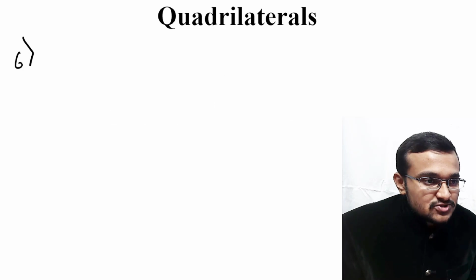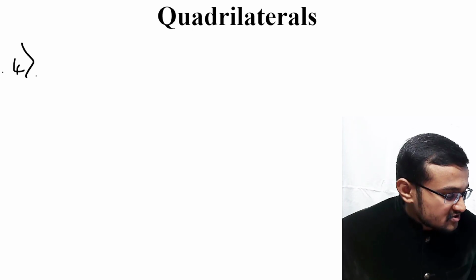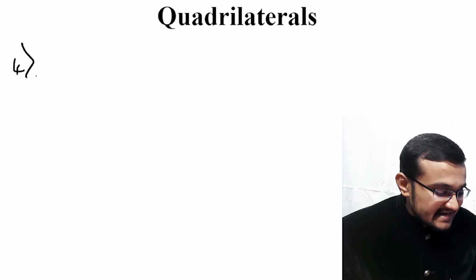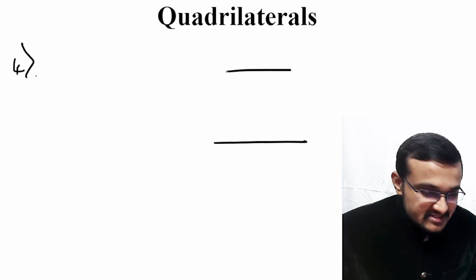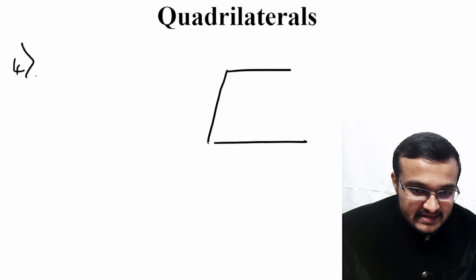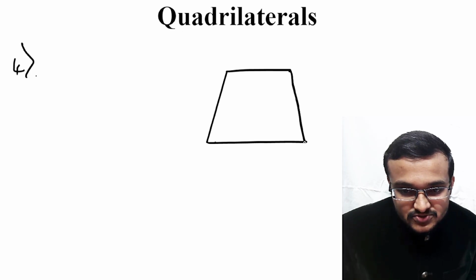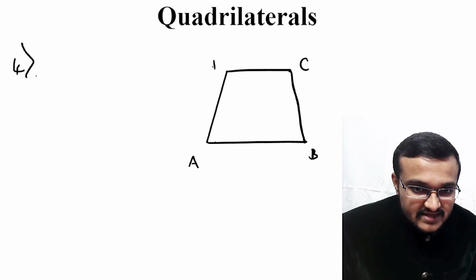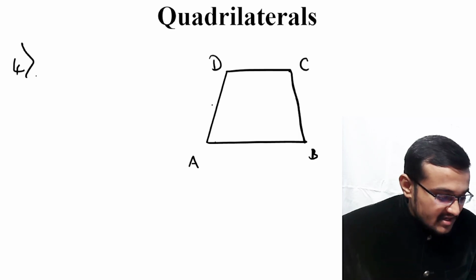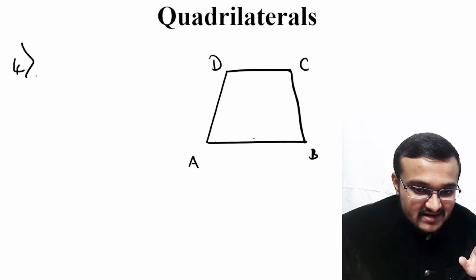Now we will move to the next question in this particular chapter, that is the fourth question. So in the fourth question they have given one figure, that is a trapezium. So let us draw this particular figure. So here ABCD is a trapezium like this, and here this particular AB is parallel to DC.